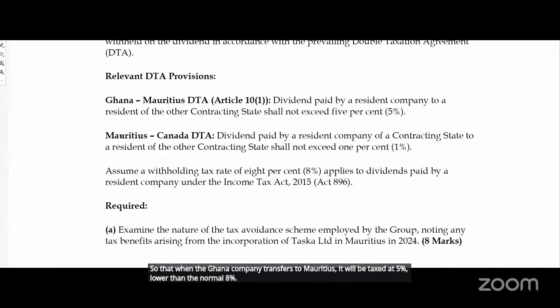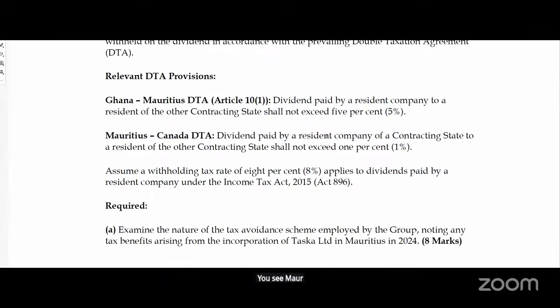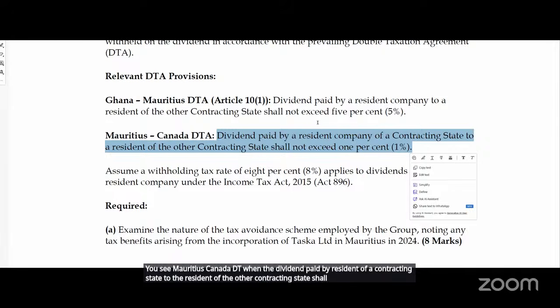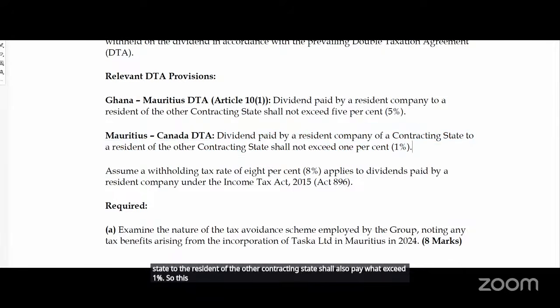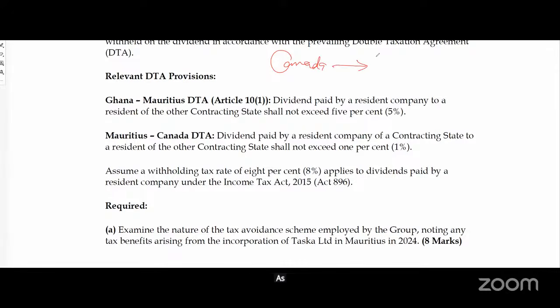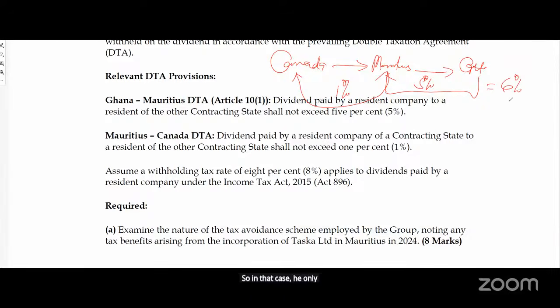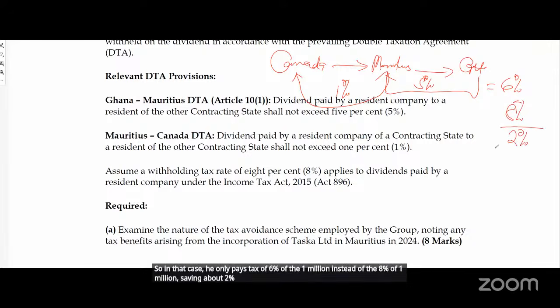And then the Mauritius Canada DTA says dividend paid by a resident of a contracting state to a resident of the other contracting state shall not exceed 1%. So this guy has set up a structure like this: the Canada company has acquired a Mauritius company, and the Mauritius company has acquired a Ghana company. So that if Ghana transfers the dividend, it is taxed at 5 instead of 8, and then when Mauritius gives it to him, it is only taxed at 1%. In that case, he only pays tax of 6% of the 1 million instead of 8% of 1 million, saving about 2% per dollar.